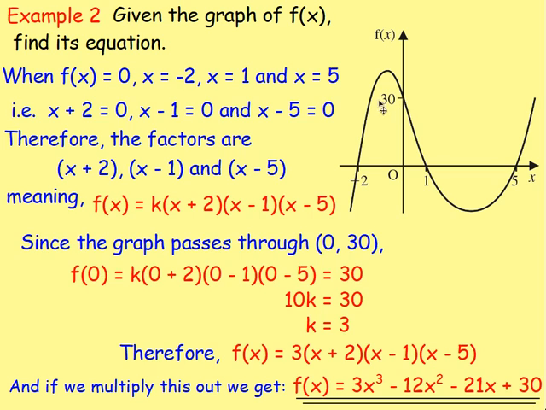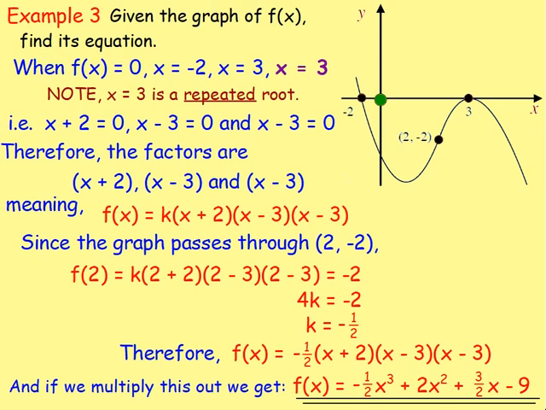Sub in a different point that we know, 0, 30, and you can find k. Again, you write that out in a line, multiply out your brackets. Very similar to the first example. This one here was slightly different though.